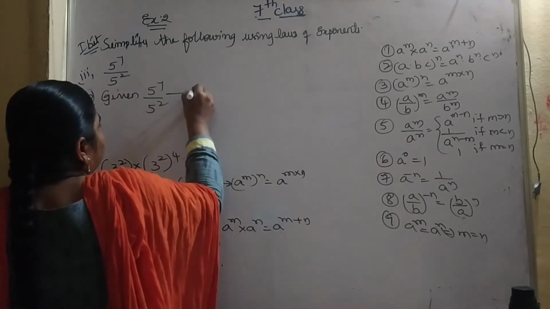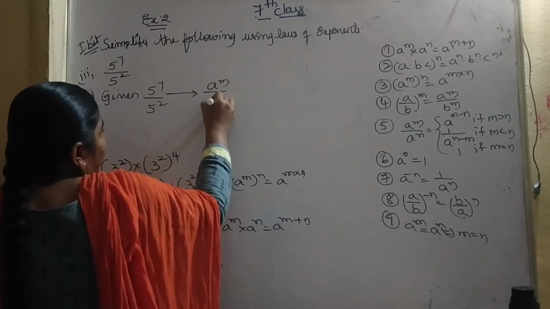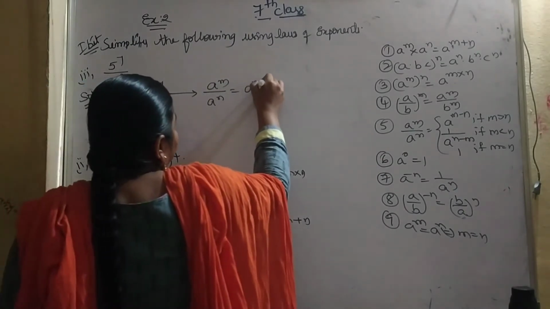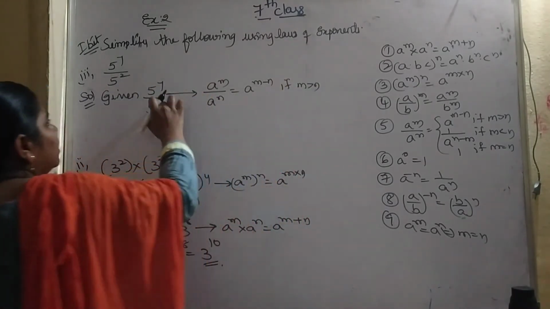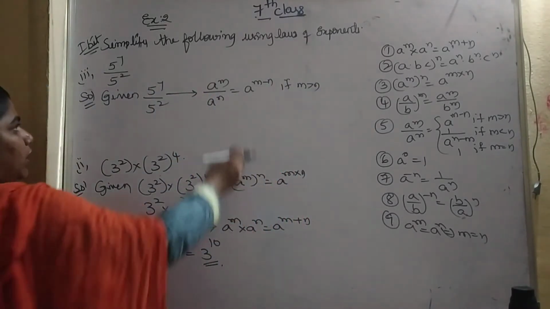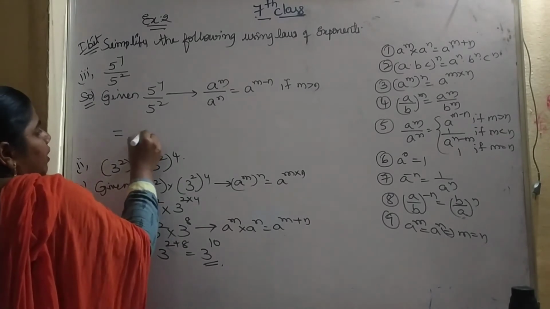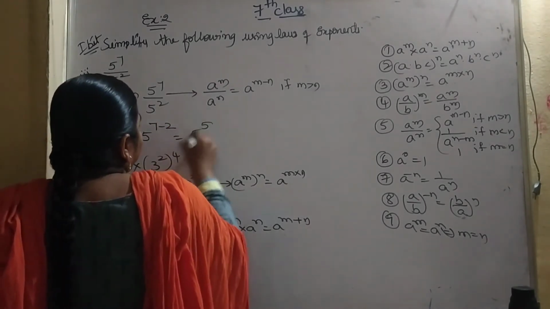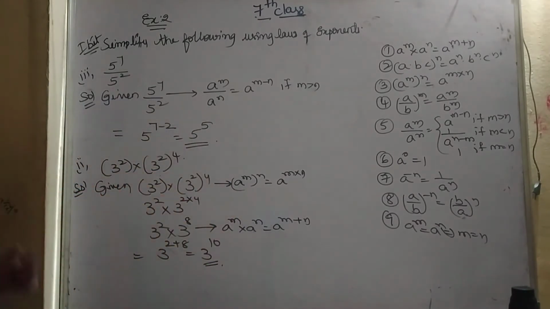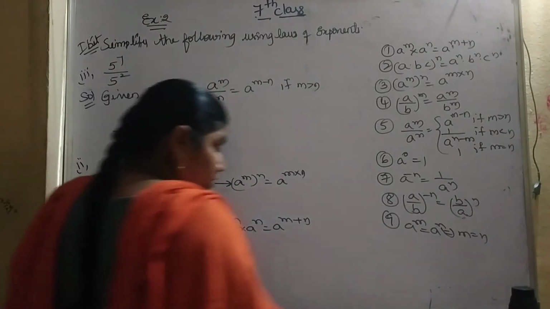Which formula? A power m by a power n, that is a power m minus n, because here the m value is greater than the n value. So here we have to write it in the form of 5 power 7 minus 2, that is 5 power 5, is our answer. So this is our third one. Next is the fourth one.